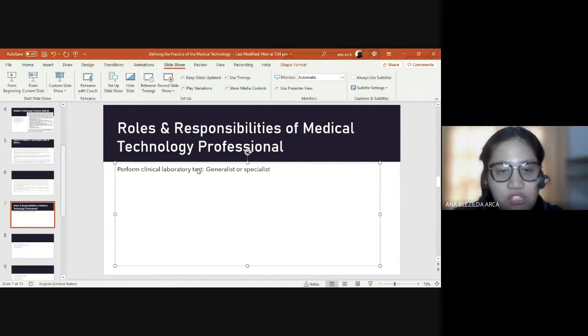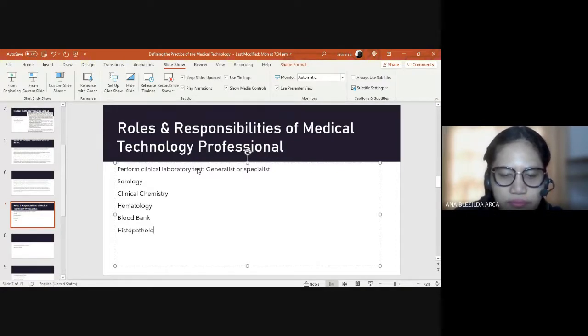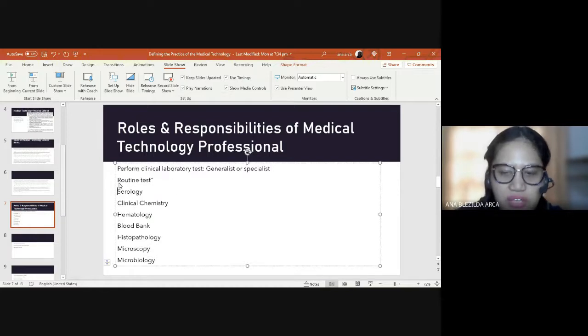So what are the different sections in the laboratory? You have serology, you also have clinical chemistry, you have hematology, you also have blood bank, and you also have histopathology. You also have microscopy. You also have microbiology. So those are the different sections. Pagdating sa routine, ito yung mga routine test. Ito yung mga section under the routine test.